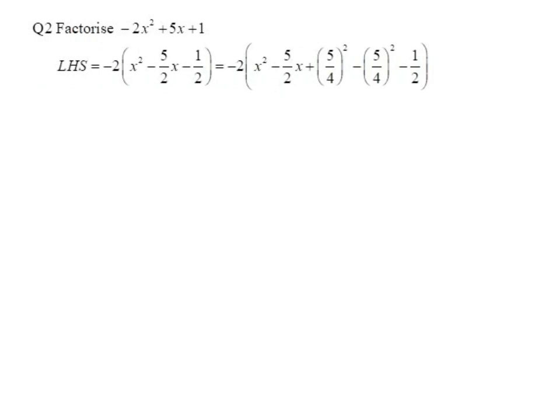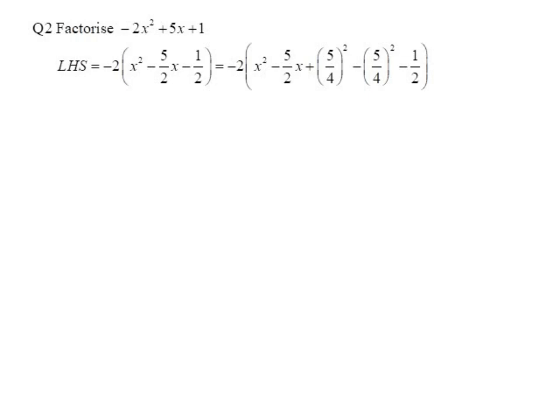Example 2. Factorize negative 2x squared plus 5x plus 1. After initial inspection, we can't find any common factor for all the terms, and it also can't be factorized using the cross product method because the linear term cannot be matched no matter how we do with the quadratic and constant factors. Therefore, we have to do this question with the method of completing the square.